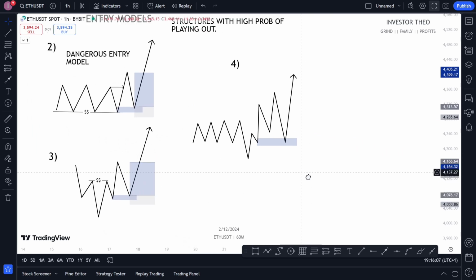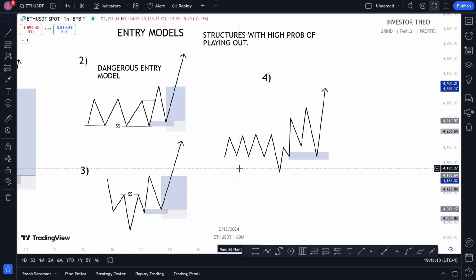So this is entry model 4, which I'll be showing you directly. With entry model 4, you can clearly see the market has been consolidating. Then let me even use this to show you where money is lying down.